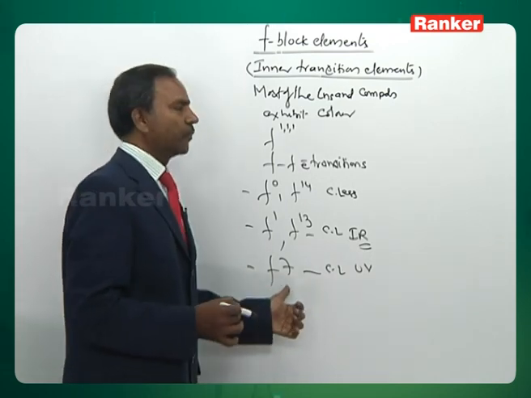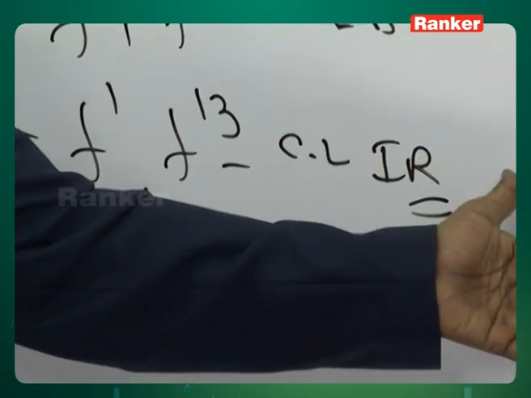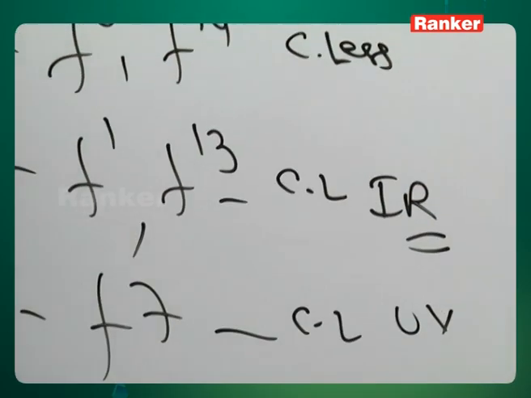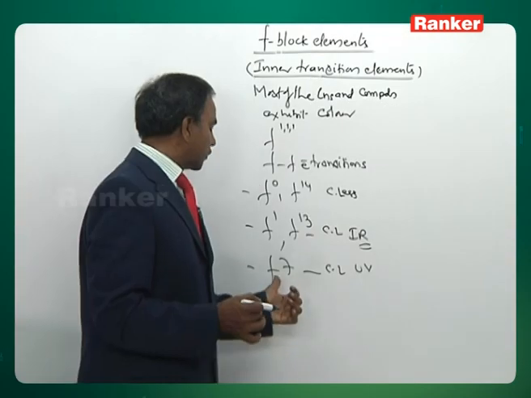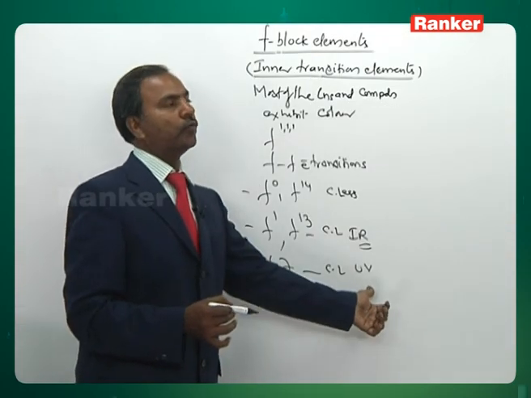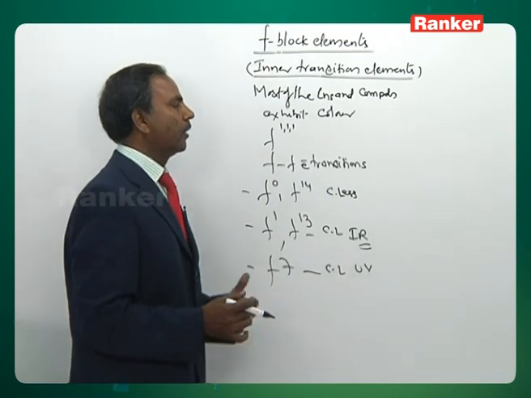Similarly, in the case of f7, they are still colorless. In the case of f1 and f13, it is due to infrared absorption, and for the f7 electronic configuration, it is due to UV absorption. Even though they are carrying unpaired electrons, they are not exhibiting color.